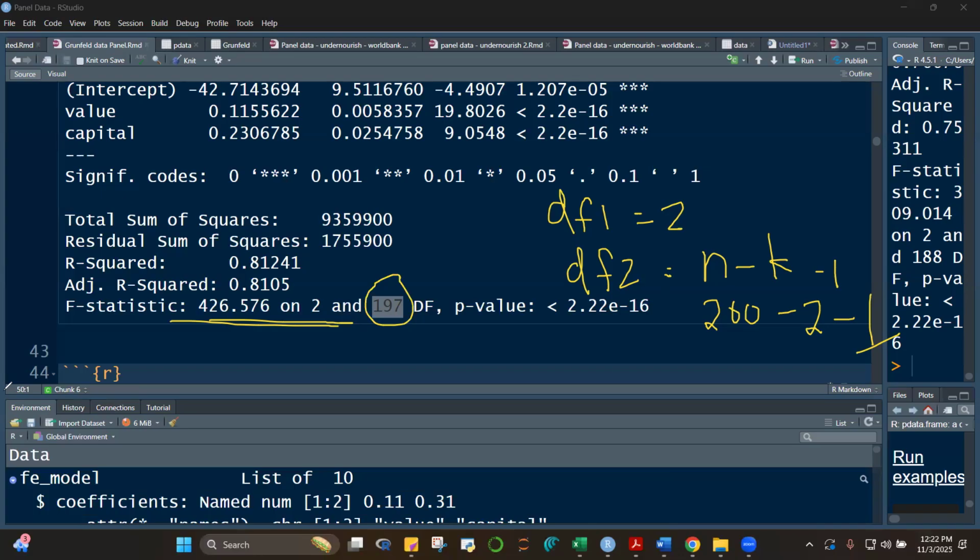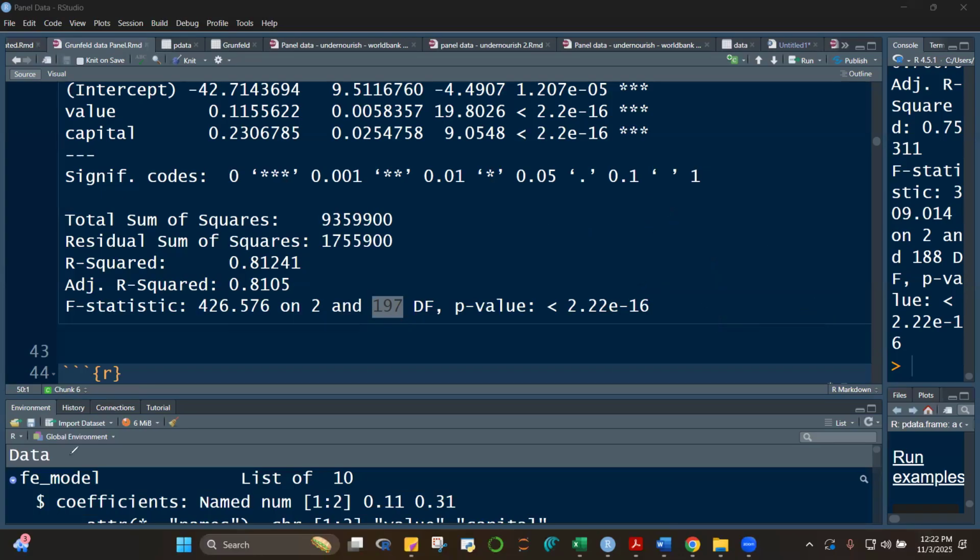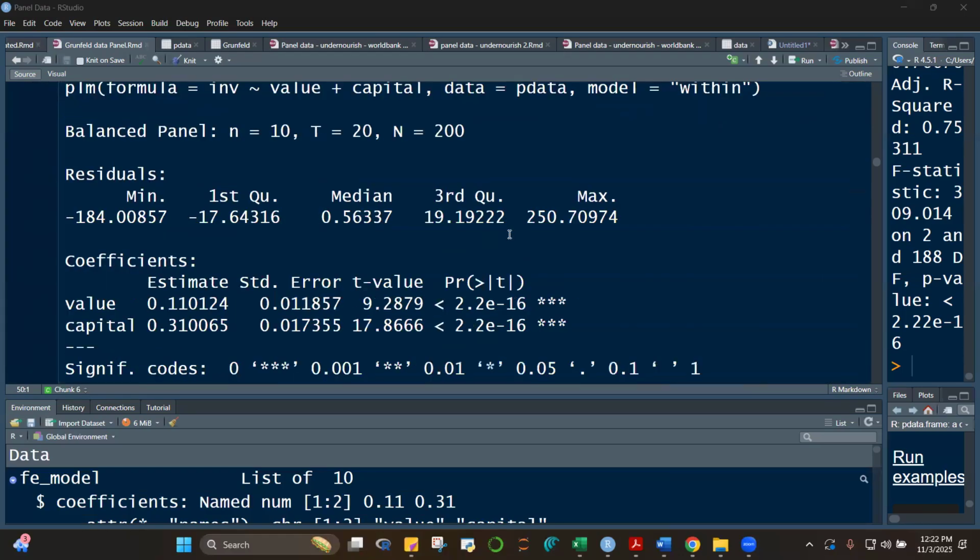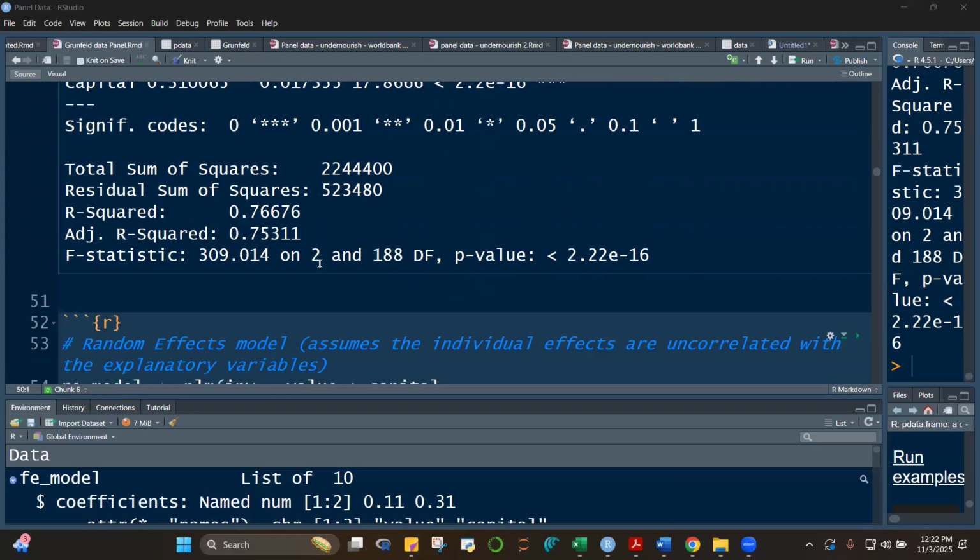Now, in the case of the fixed effects, class, okay, why do you now have 2? Yeah, 2 also, class, because you have 2 predictors, right? Price and capital. And then, why is this now 188? What happened, class? Why is this now 188? The other one was 197. This is 188, class. So I'd like you to look at that, class, okay?